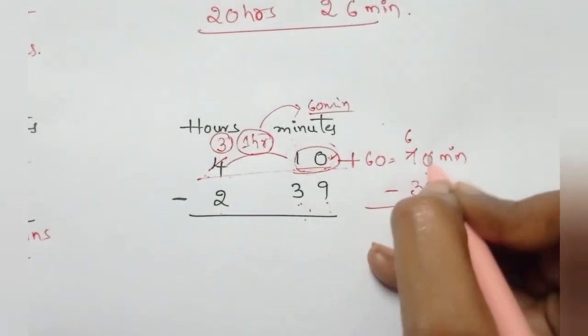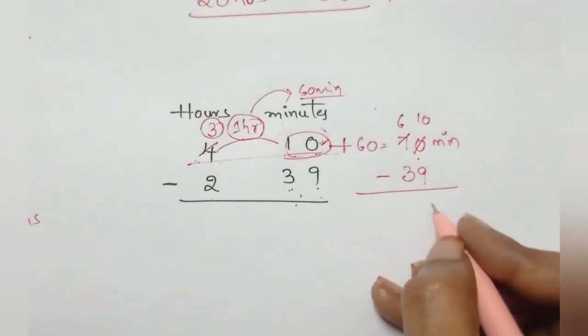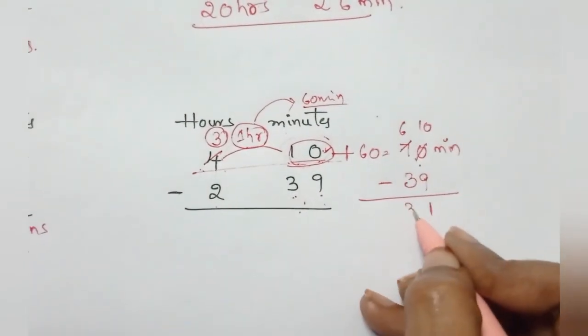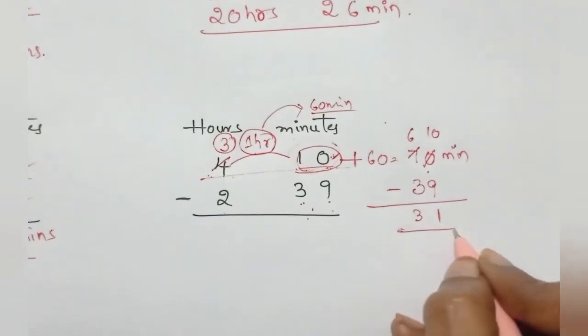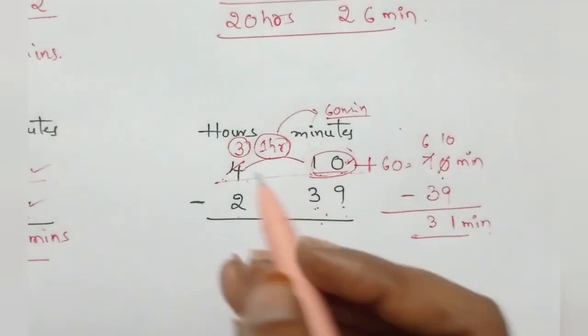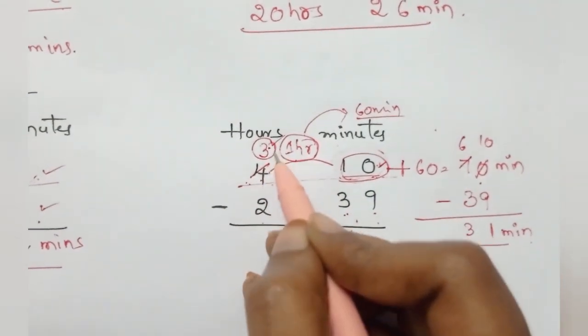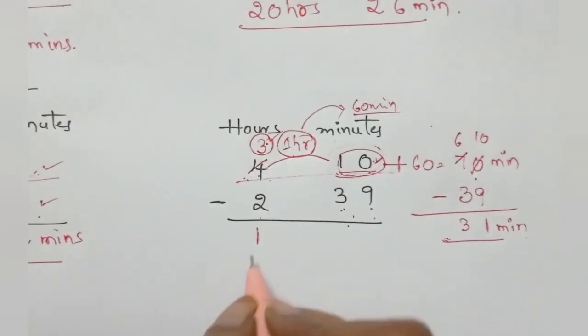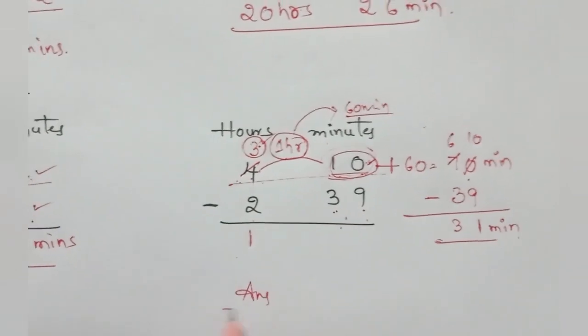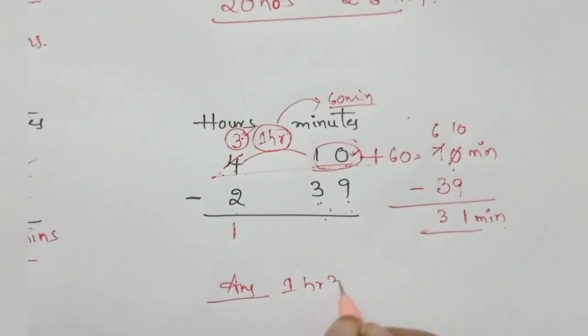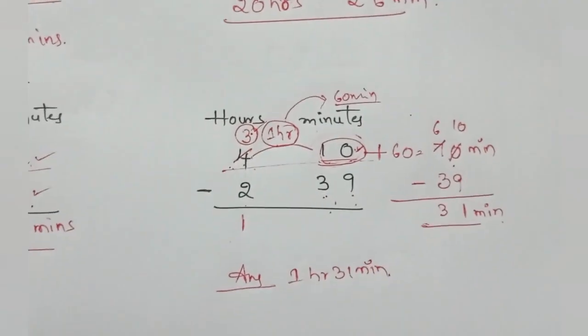So 7 will become 6, 0 will become 10. 10 minus 9 is 1, 6 minus 3 is 3. So here I got 31 minutes. Now, do I have 4 hours or 3 hours? Yes, I have 3 hours. From 3, if I subtract 2, I'll get 1. So my required answer is 1 hour 31 minutes.